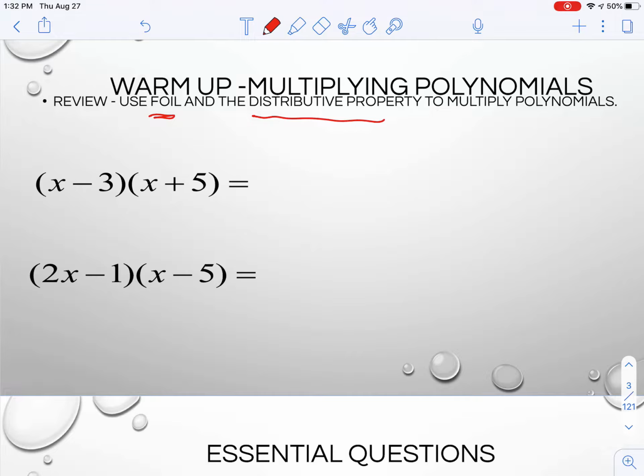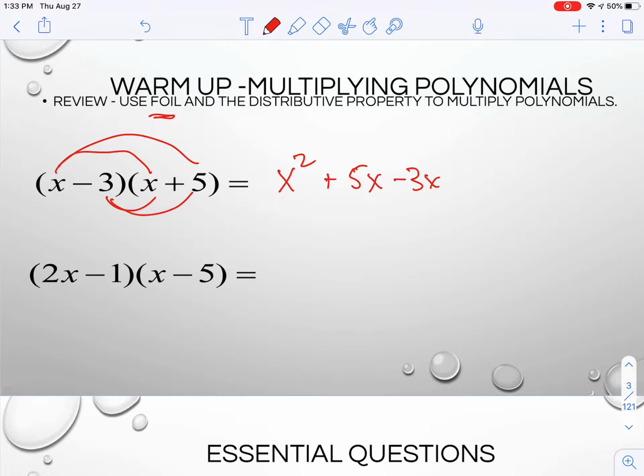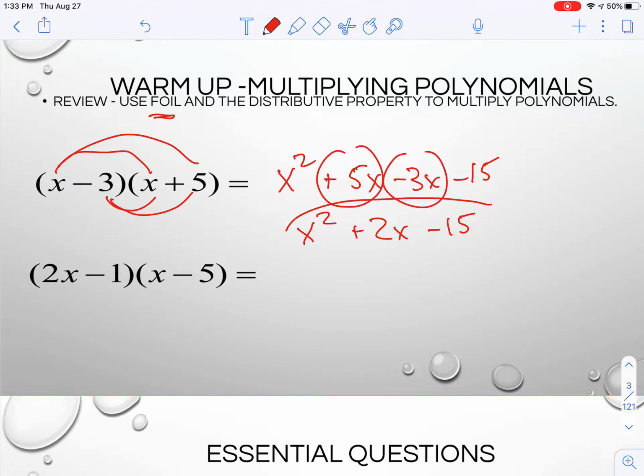Okay, the FOIL means you multiply the first, the two outer ones, the inner ones, and then the last, and then combine like terms. Okay, so the first, x times x is x squared, plus 5x, minus 3x, minus 15, combine like terms, x squared, plus 2x minus 15.